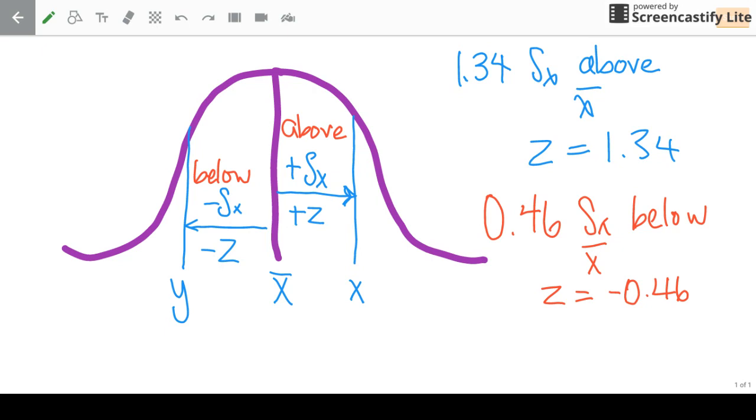So why don't you go ahead and answer the next couple of questions and see how well you can do on identifying what those z-scores might be.